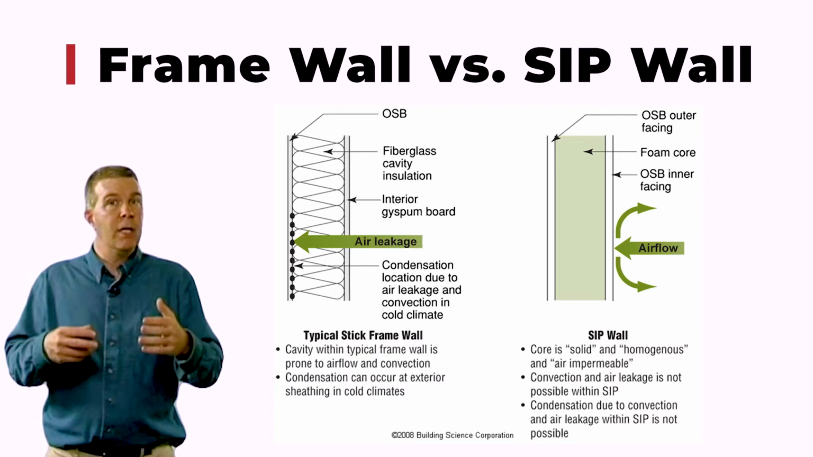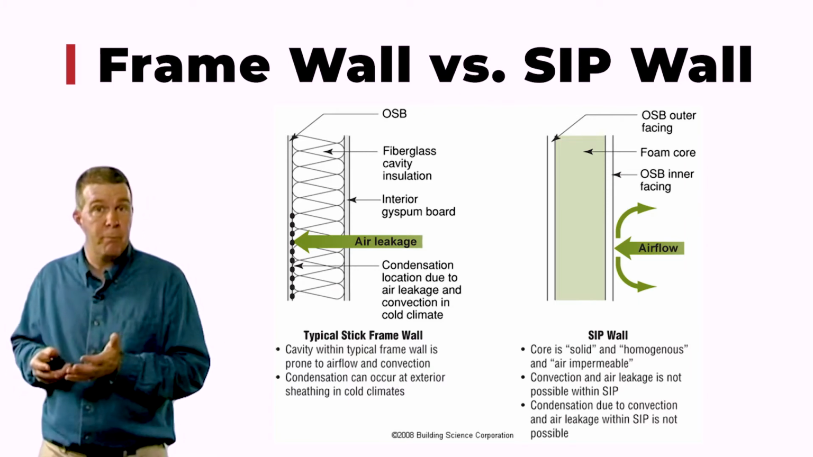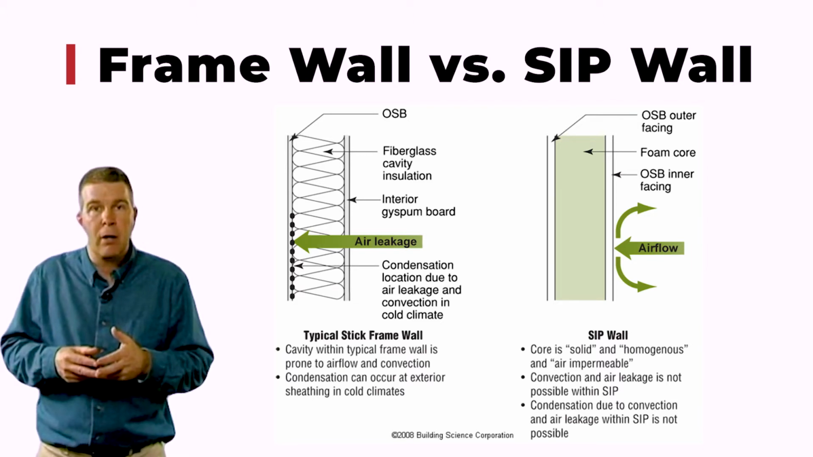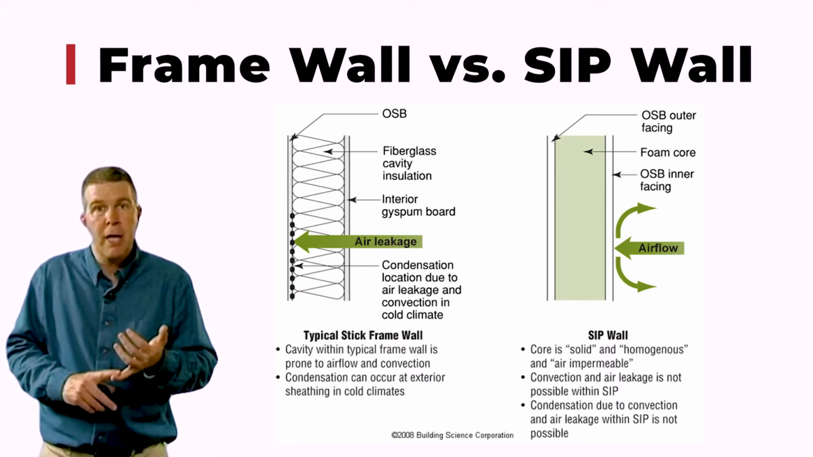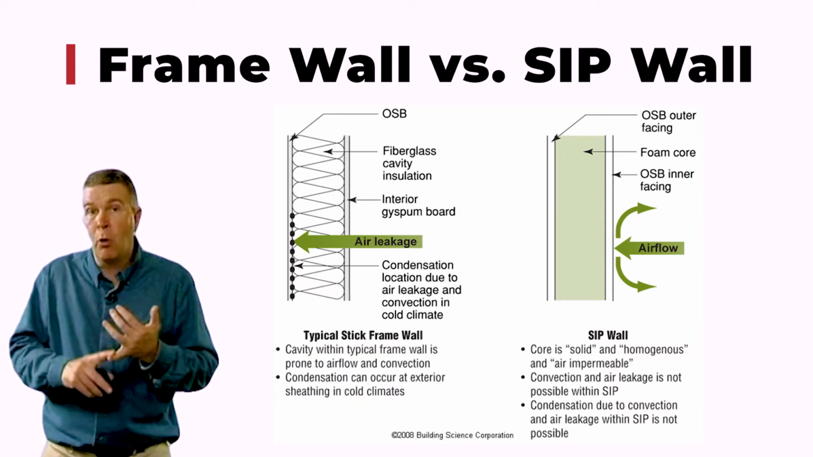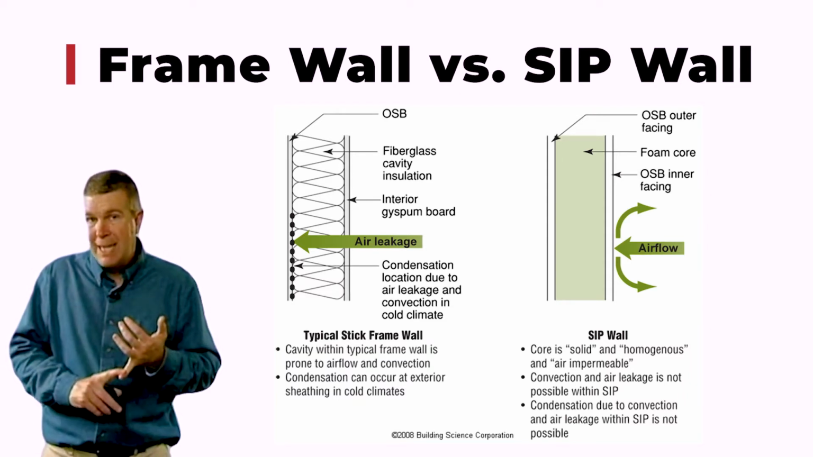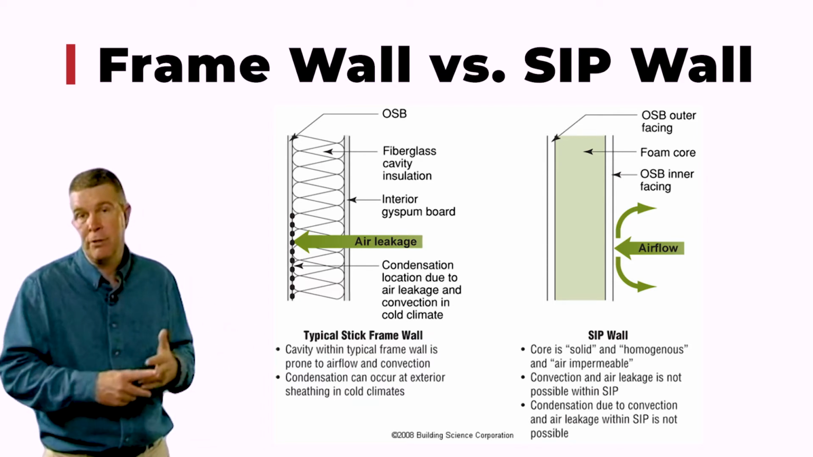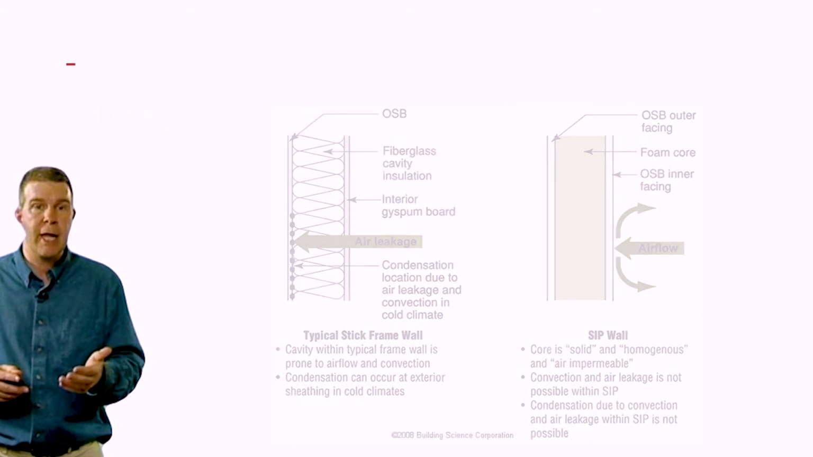If we look over to the right side at the SIP structure, or the SIP sample, airflow can't get in there. We can't get any convection looping, and therefore we can't have any moisture moving into the assembly because it doesn't have the ability to transfer any vapor if there is no leakage rate. It's very important to understand.